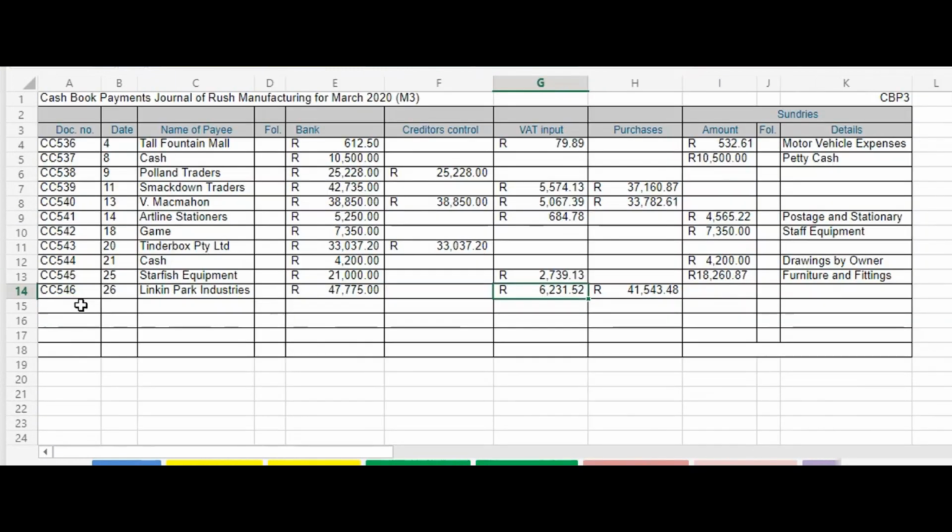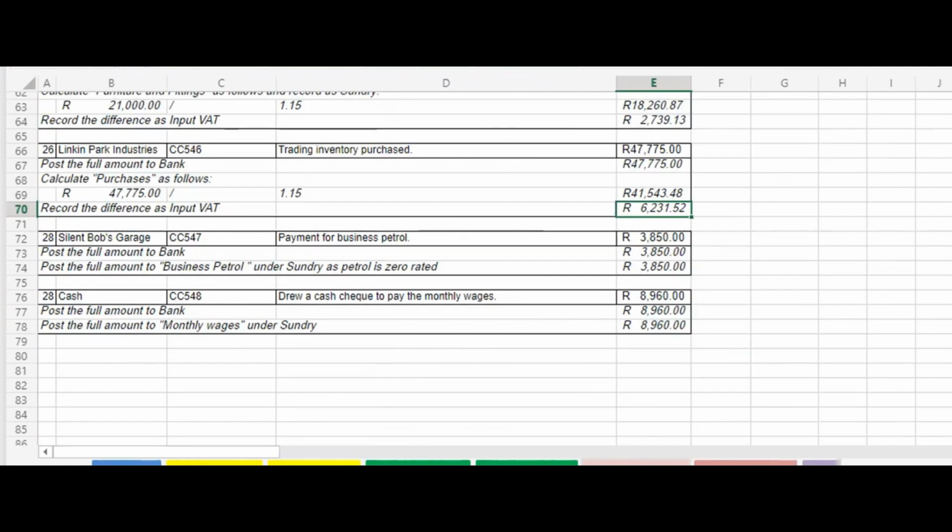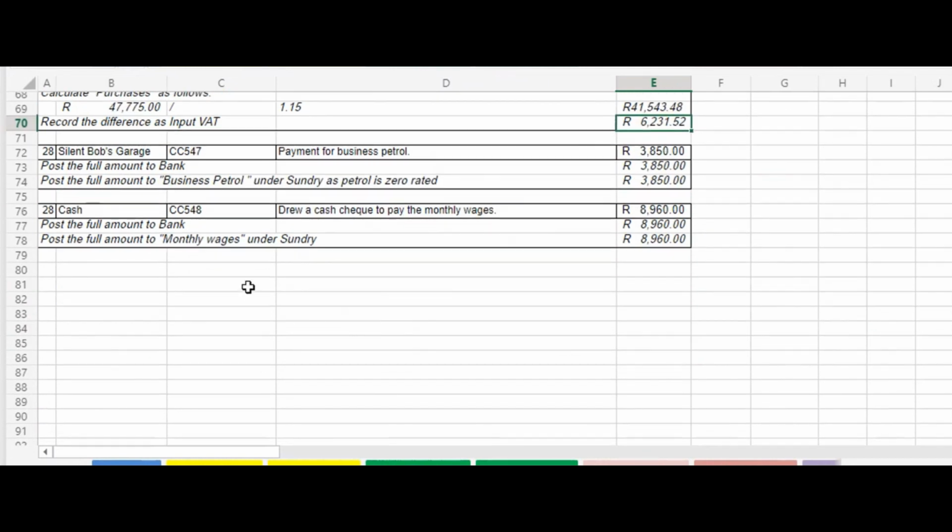Now let's have a look at that. We have the document number, we have the date, we have the name of the garage. The full amount leaves our bank account. We have to post it to the correct contra account that's called business petrol. And since there's no column, we do it under sundry, and we record the full amount there under business petrol. Okay, wonderful. Now, why does it look here as if I said I have 2 transactions left when I only have 1 left?